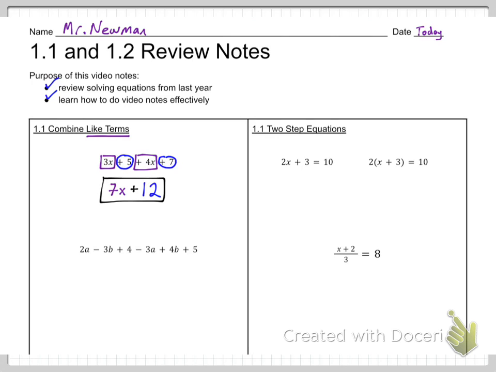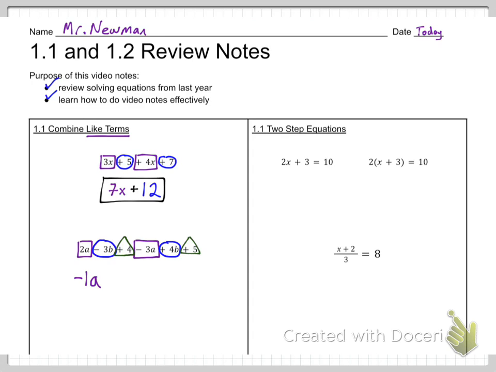All right, for this one, 2a and negative 3a, see why I box the negatives? If you just box 3a, you might combine them and get 5a, but this should be negative 1a. Negative 1a is when you get 2 minus 3, you get negative 1. So when you combine those like terms, you get negative 1a for the a's.